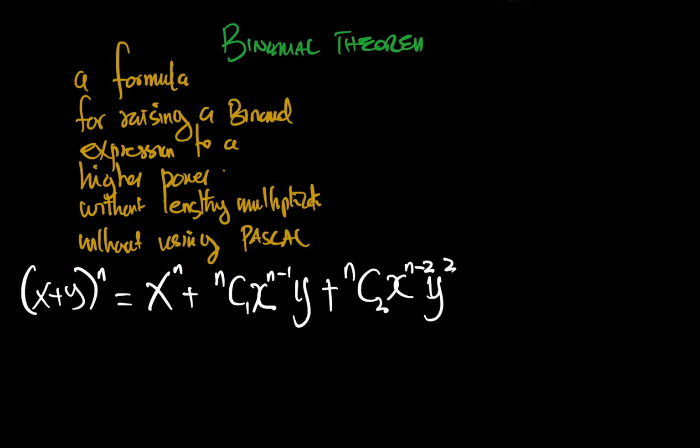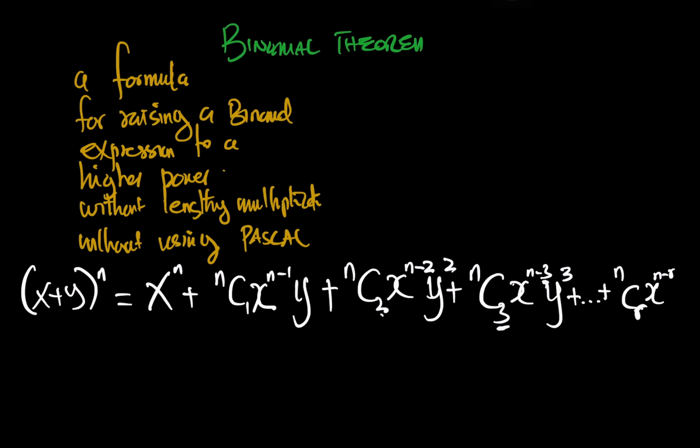Then the next one is n combination 3, x to the power n minus 3, y to the power 3, and it keeps going on and on, because you're dealing with the nth term. It continues with plus n combination r, because r could be 100 or 1,000. The x will be n minus r, as you can see when here is 3 it's minus 3, and when here is 2 it's minus 2. So if here is r, it's n minus r, and we multiply that by y to the power r.